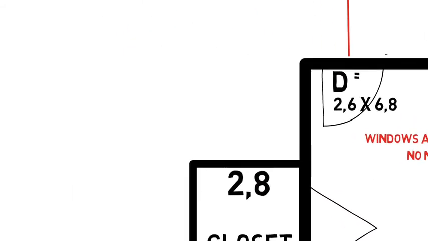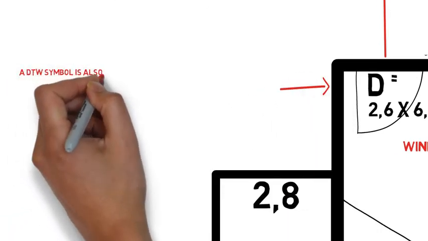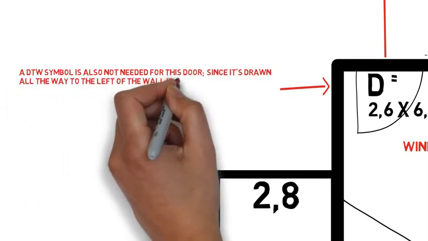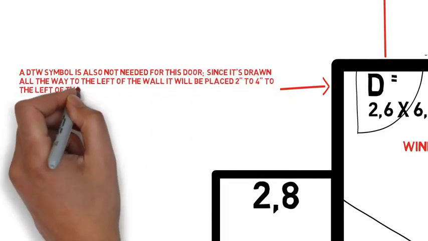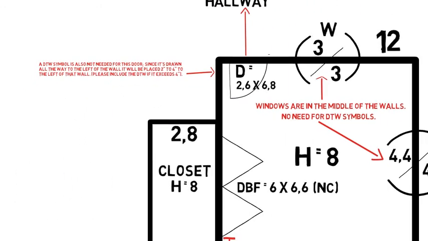A DTW symbol is also not needed for this door. Since it's drawn all the way to the left of that wall, it will be placed 2 to 4 inches to the left of that wall. Please include the DTW if it exceeds 4 inches.